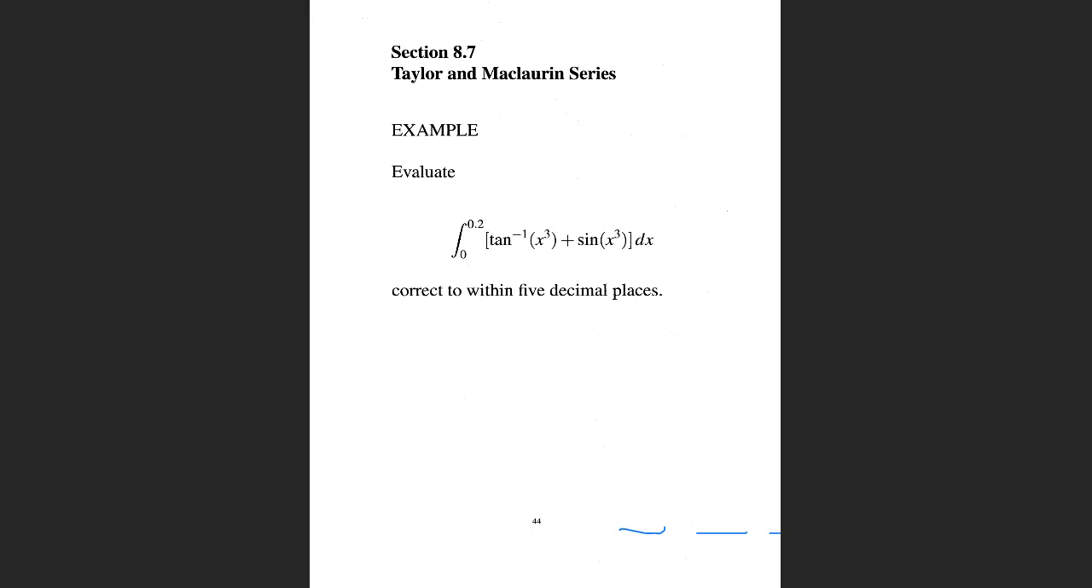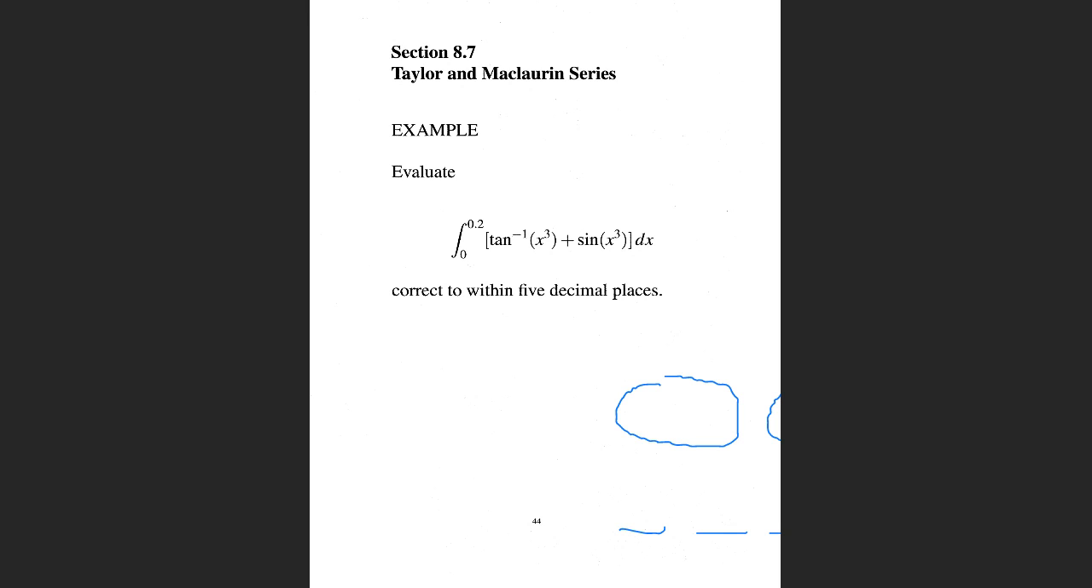So how are we going to do this? How are we going to do this problem? Well, of course, we could try to find the Maclaurin series for the arctangent of x cubed and the Maclaurin series for the sine of x cubed.